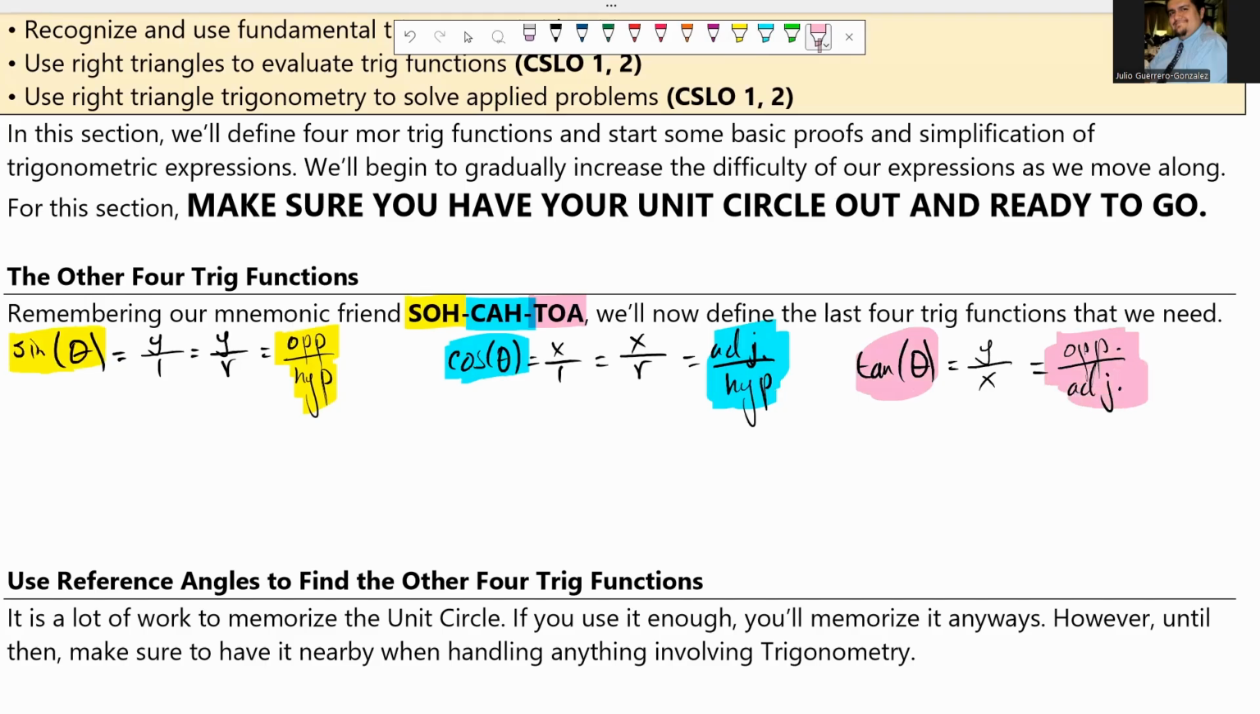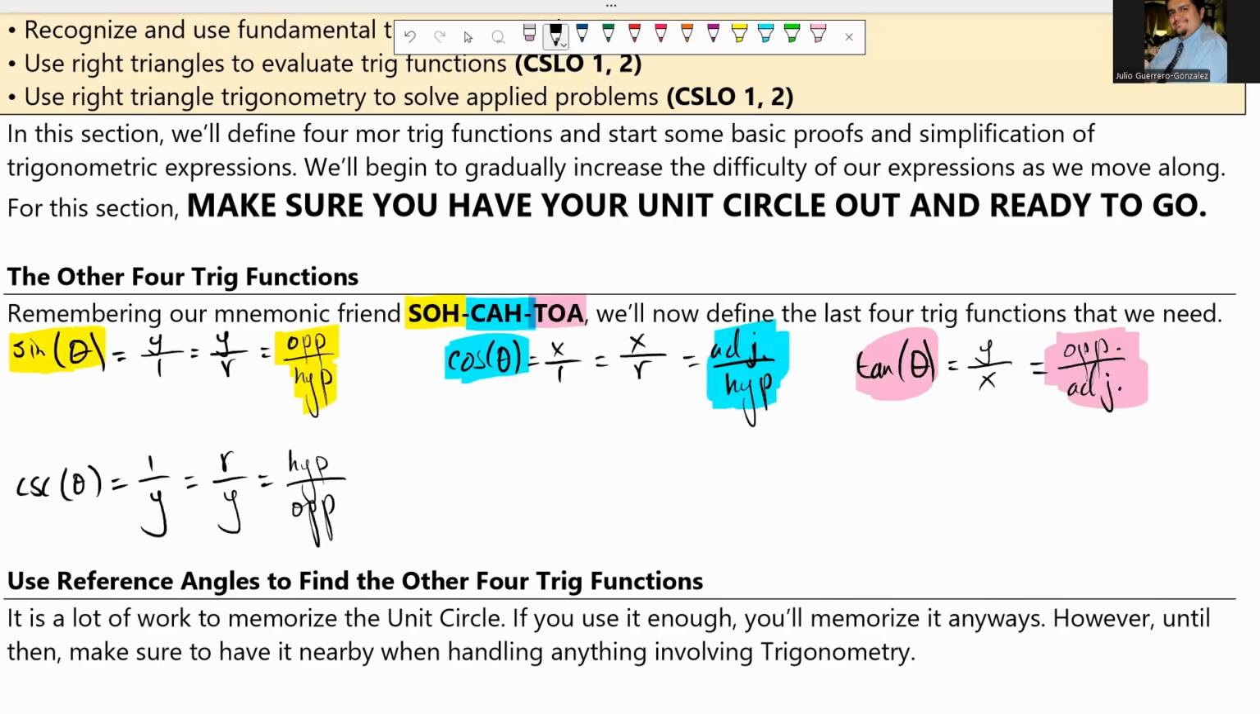There's three more. Thankfully, they are based off of these three, okay? The first one I'm going to show you is cosecant of theta. That is basically the flip of everything above it. So it's going to be 1 over y for a unit circle. On a circle of random radius r, that's going to be r over y. And using SOHCAHTOA, this is the hypotenuse over the opposite.